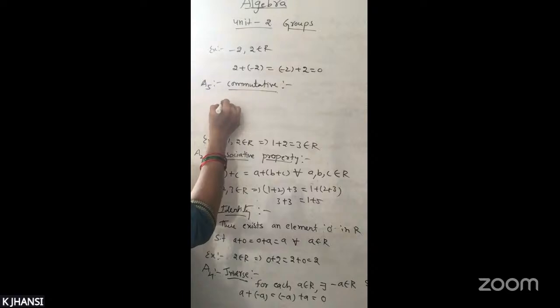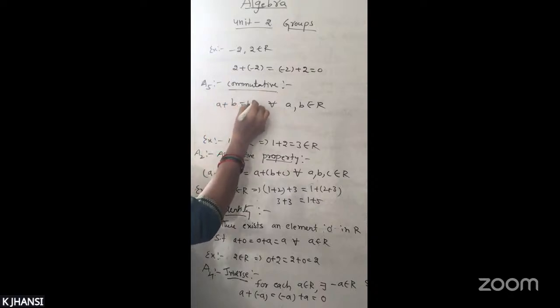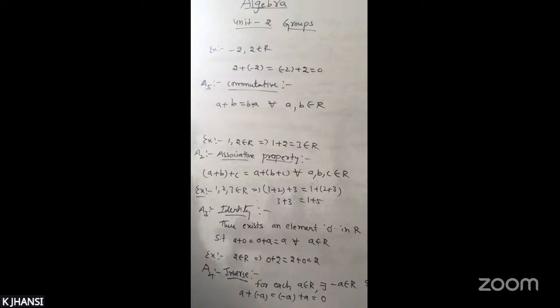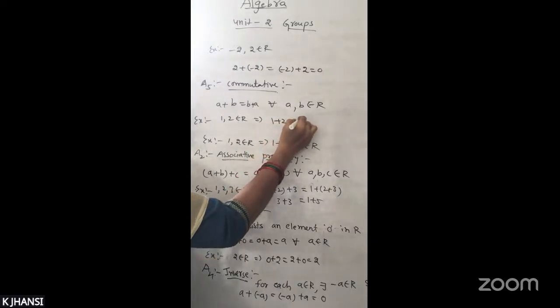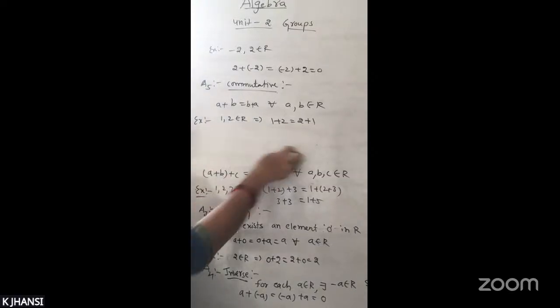So the commutative property is AB is equal to BA for all A comma B belongs to R. Sorry, it is the addition, no? That is A plus B is equal to B plus A for all A comma B belongs to R. So if we take two elements, example, 1 comma 2 belongs to R implies 1 plus 2 is equal to 2 plus 1. So both are equal. So addition is commutative in the set of real numbers. So with respect to addition, it is satisfying all the properties.